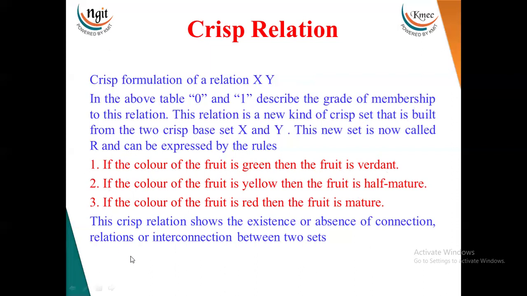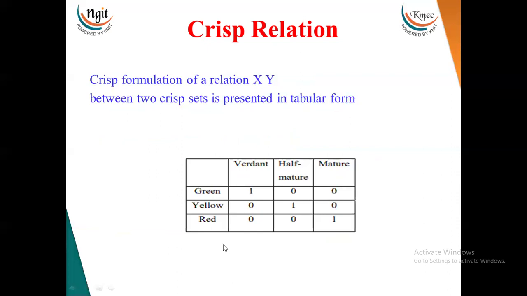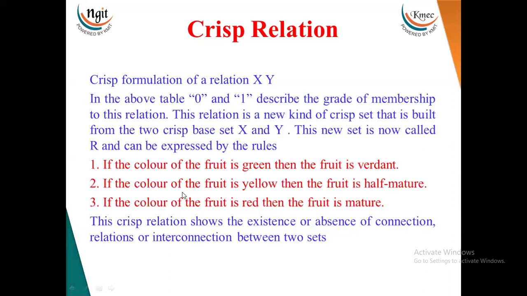So the crisp relations will only show the existence or absence of the connection. Are you getting my point? So again, I'll go back. Here the relation exists because green is 1, so the fruit is verdant. I'm not having any relation with half mature, because if it is green, I'm fixing it as verdant. I don't have any other option and I cannot choose it also, right? And if the green value is 0, it is not mature, because if I mention 1 there also, then I have a conflict between verdant and mature. This will not happen in your crisp set.